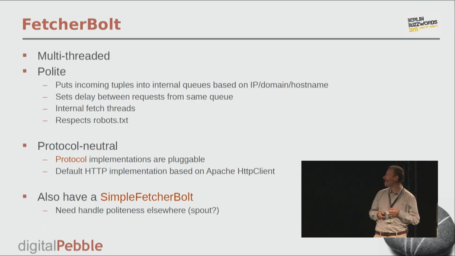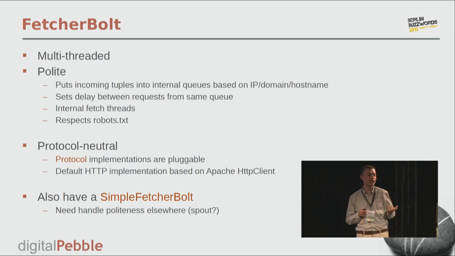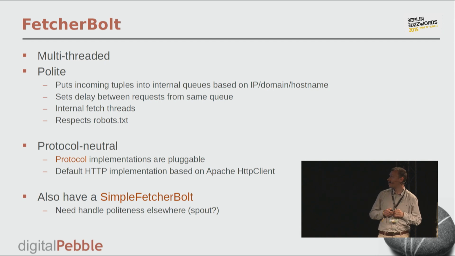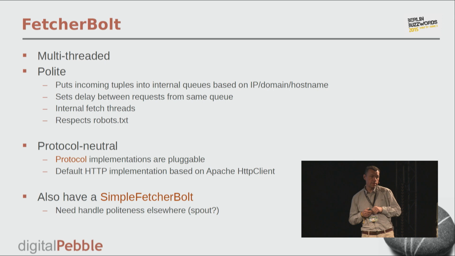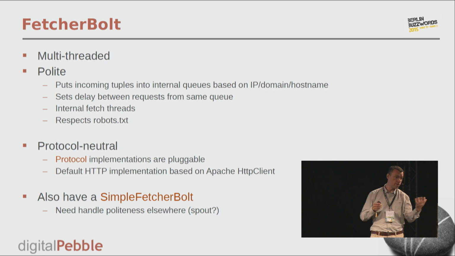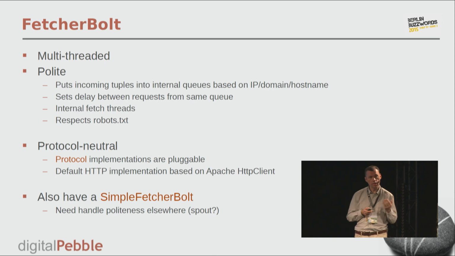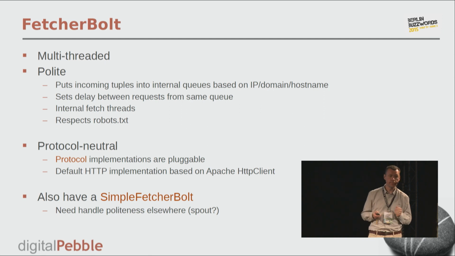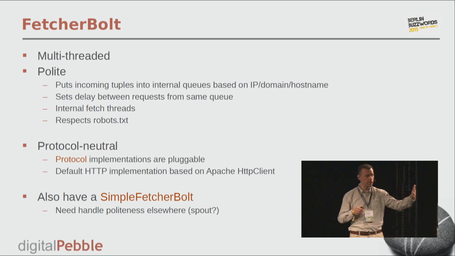So, next one. The main bolt you need is obviously the one that does the fetching. The ones of you who are familiar with Nutch will recognize some of the concepts. It's a multi-threaded bolt that has internally multiple threads to do the fetching, and puts all the incoming tuples into queues. That's a way of handling the politeness, so that you can have control as to the rate at which you send queries to a server. There's also a simpler version of the bolt, but that one requires you to handle the politeness at the spout level.